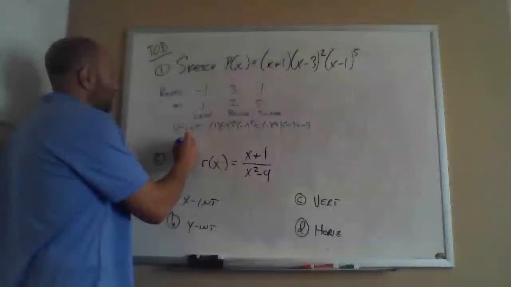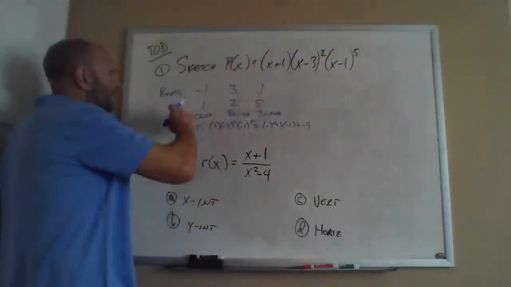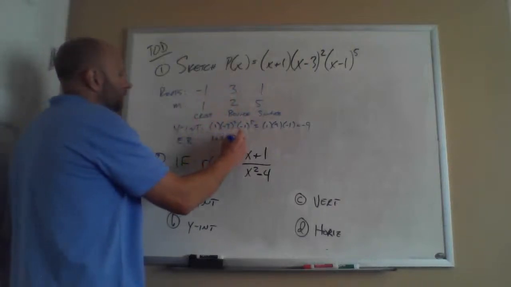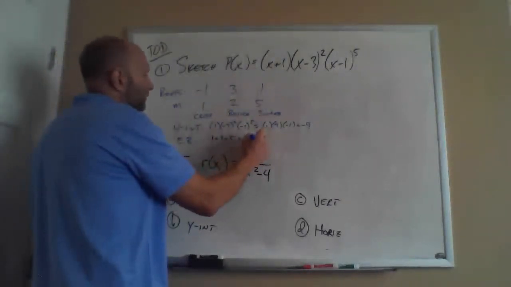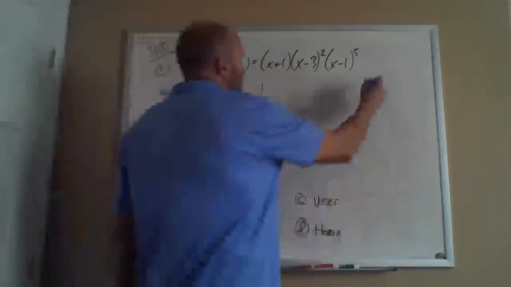And then end behavior. I have my multiplicity. It's 1 plus 2 plus 5, so that's 8. So this is similar to x to the 8th, which is like a parabola.